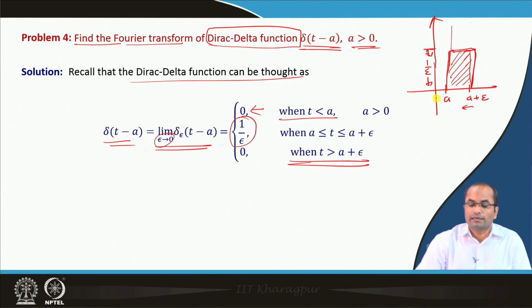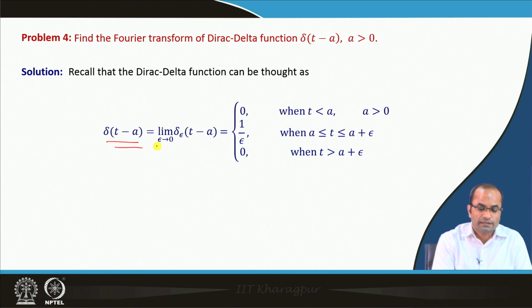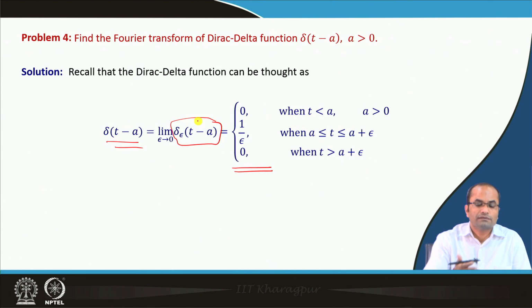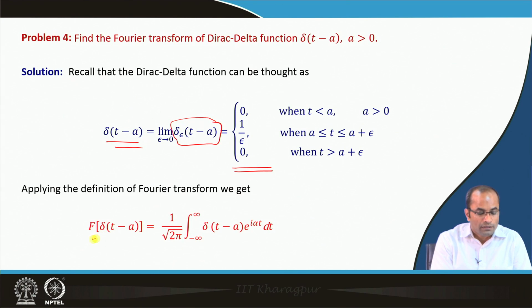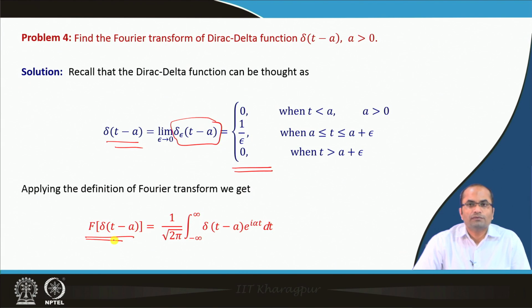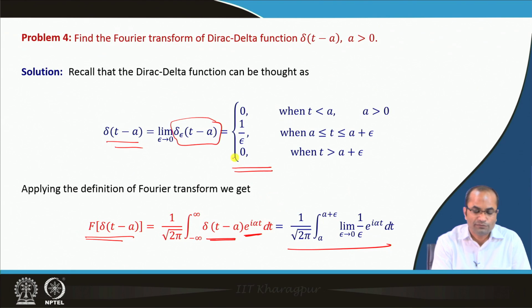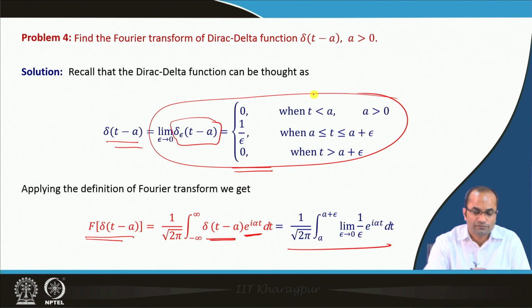But what is interesting in the Dirac delta case is that if we compute this area, which is epsilon times 1 over epsilon, this is 1. So, the area is always 1, and even in the limiting situation the area would be 1. This is how we imagine the Dirac delta function as the limiting case of delta epsilon. And with this definition we can easily compute the Fourier transform of the Dirac delta function. So, if we take the Fourier transform of delta(t minus a), then we have delta(t minus a) e^(i alpha t) as per the definition, and then we use this limiting definition of the Dirac delta.